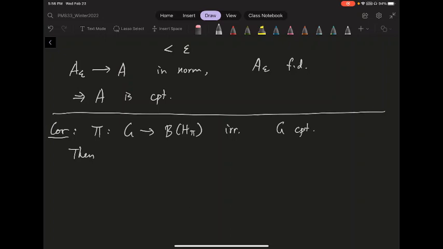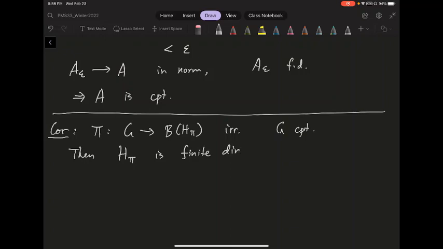Well, it just means your A has to be some multiple of the identity, but it's going to be compact. So it just means the identity operator is compact. Well, that just means your space has to be finite dimensional. Okay, so in other words, this H_π is finite dimensional.